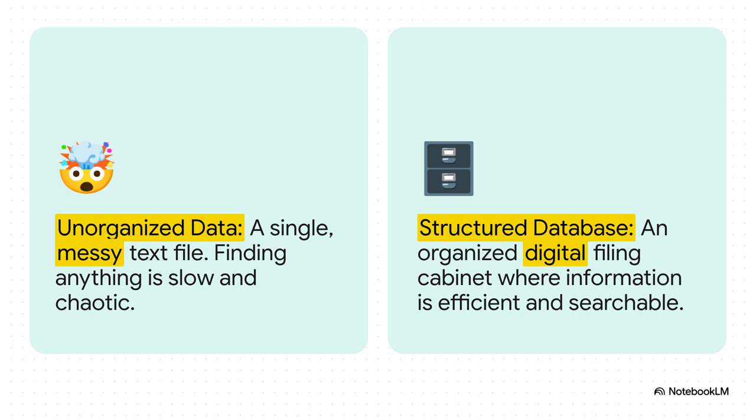So, imagine trying to find one specific person's phone number in a giant, messy text file with thousands of contacts. It's chaotic, it's slow, it's just inefficient, right? Now picture a perfectly organized digital filing cabinet where everything has its own specific place. That is the fundamental difference between just having a pile of unorganized data and having a truly structured database. It's all about creating speed and order.